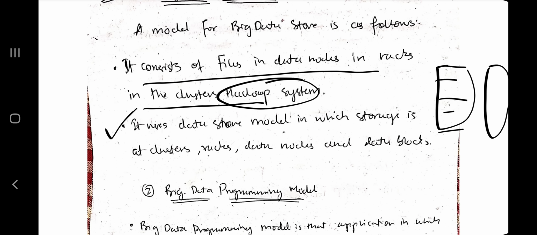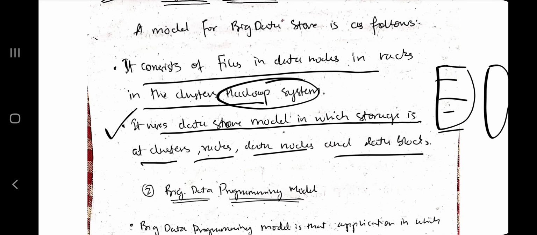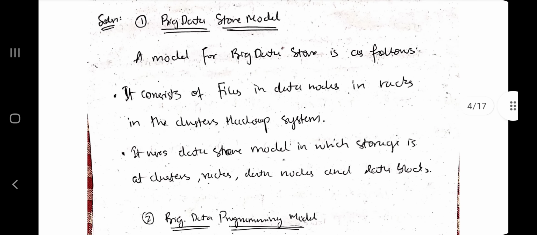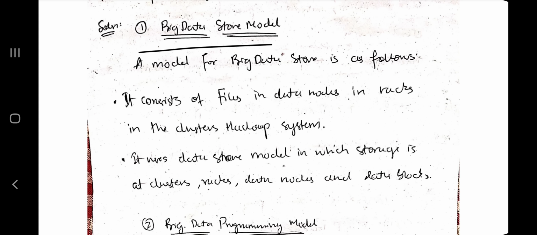That's the first point. Second point you'll be writing is it uses the data store model, in which the storage of the clusters, racks and data nodes and the data blocks. Actual architecture is there will be cluster, inside that there will be racks. In each rack there will be some nodes. In each node there will be some data blocks, and data block is 64 MB. Okay, so in that way the data files are getting stored. So you'll be learning the architecture in the upcoming topics. Okay, so for now you'll be remembering, if they ask about the big data store model, just define it, what it consists of, and how it is architectured.